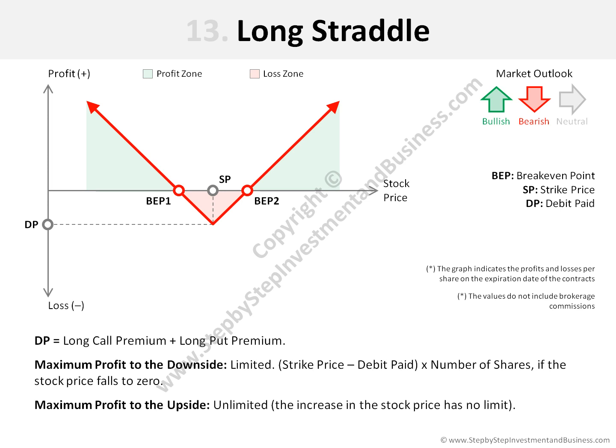The debit paid to initiate the position is given by the premium paid for the call plus the premium paid for the put. With this strategy, we can make profits in either direction. The maximum profit to the downside is limited, but it can be very large. The most we can make is equal to the strike price of the options minus the debit paid multiplied by the number of shares. This occurs if the stock price falls to zero. The maximum profit to the upside is unlimited because the increase in the stock price has no limit.